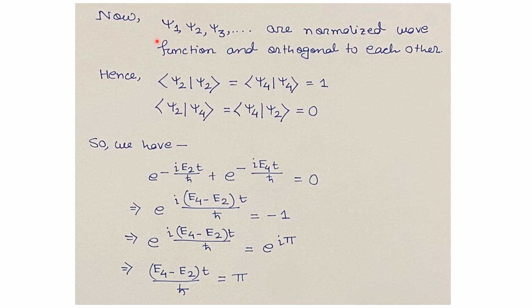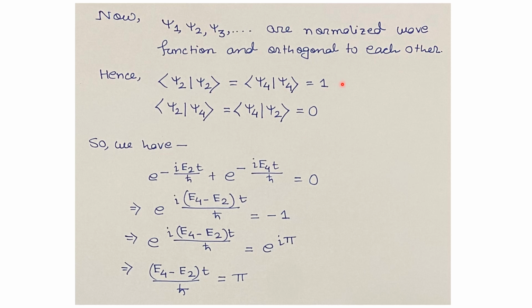Now the wave functions psi1, psi2, psi3 and so on represent the normalized wave functions for the harmonic oscillator, and they are orthogonal to each other. This means the inner product between the same wave function will be 1, but the inner product between two different wave functions will be 0. So the inner product of psi2 with itself will be 1, or of psi4 with itself will be 1, but the inner product between psi2 and psi4, or between psi4 and psi2, will be 0.